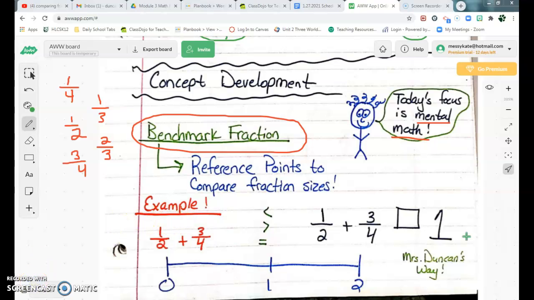So going ahead and looking at this number line that I have, 0, 1, and 2. I know that 1/2 is going to be right here. Here's my 1/2 value. It's between 0 and 1. Pretty straightforward, pretty easy. I also know that 3/4 is going to be right here. Between 0 and 1, I've got 3/4.